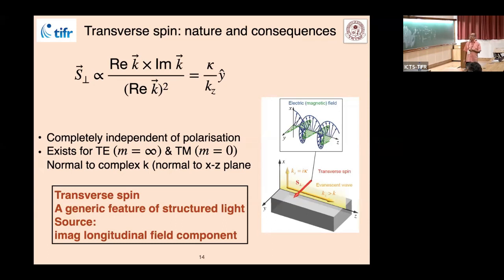Surprisingly, this kind of transverse spin can exist even for TE and TM. It does not carry any helicity. It need not carry any, because TE and TM, TE means what? You can take this m to be infinity, and you will end up with this TE polarization.